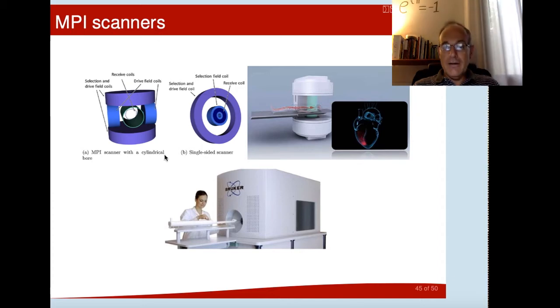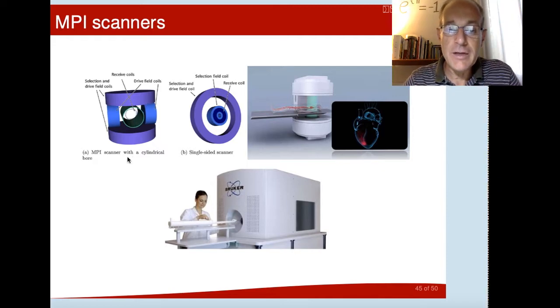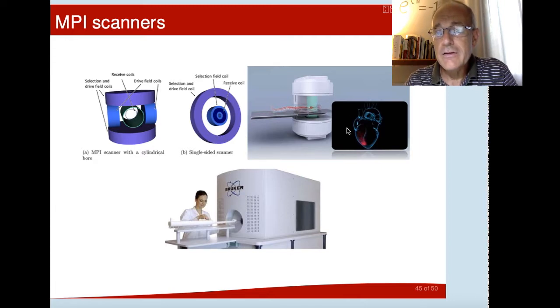About the MPI scanner, I show two different types of scanner. One is obtained by using a cylindrical bore. The other one is obtained by using a single-sided scanner. So there are only two magnetic, let's say, rings, one inside the other. One is receiving the signal, the other one is producing the magnetic field. So here you see the results that you can get using this kind of scanner for humans.